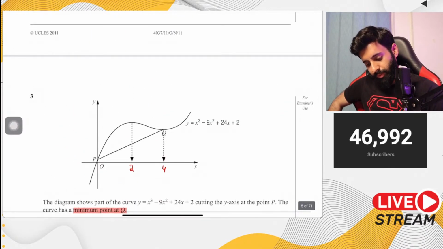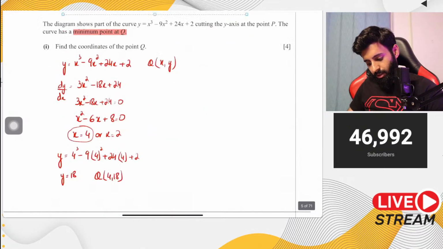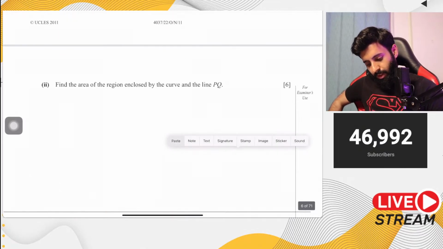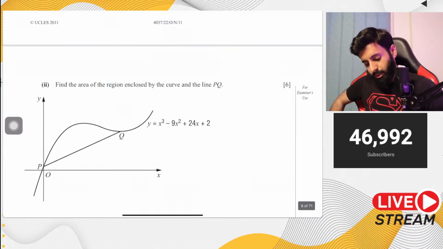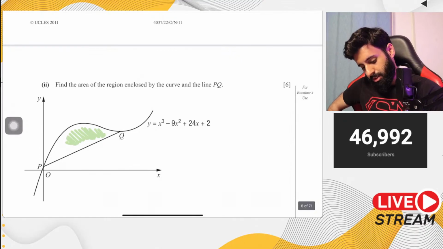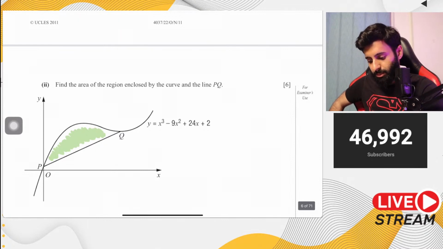Okay, now let's clean this up. Let's take a screenshot of this, and let's bring this over here. Area of the region enclosed by the line and the curve PQ. Again, for those of you who are asking me about time management tips, make sure you look at the way that I'm solving this question, and I want you guys to do the same as well.